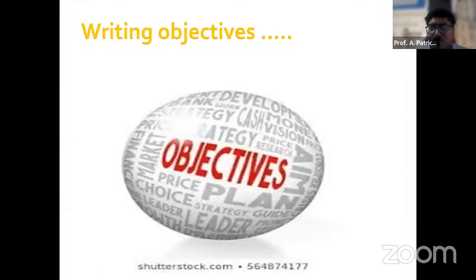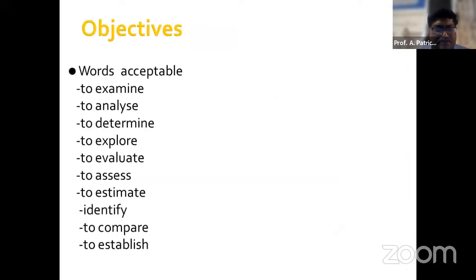Most often, I find students writing wrong objectives, and I'm here only to caution about the terms you'll use in writing your objectives. The acceptable words for objectives are to examine, to analyze, to determine, to explore, to evaluate, to assess, to estimate, to identify, to compare, to establish. This is the prefix "to" that we write.